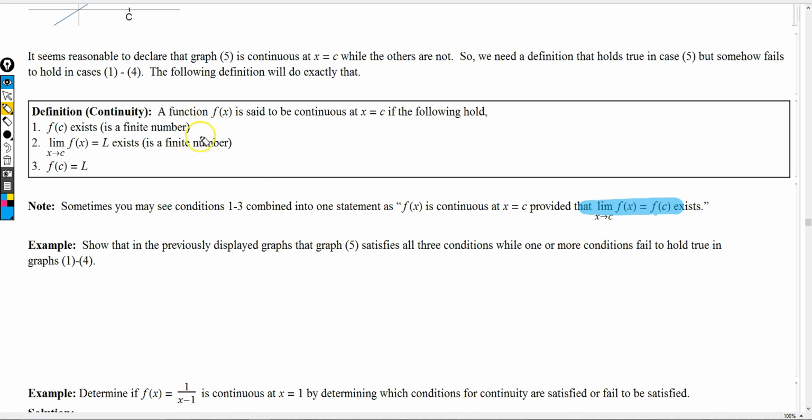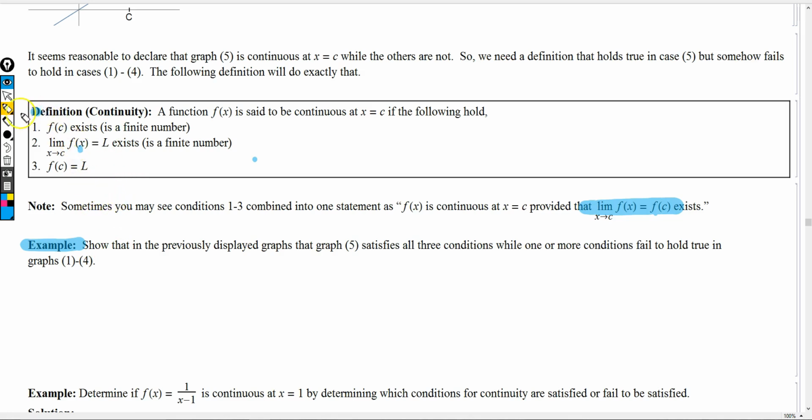So this is really combining all 3 statements into one. But it's nice to split the definition up into 3 separate parts like this as we're working through the examples. You'll see that it's nice to do that. And also when we talk about removable discontinuities, it's easier to have the definition broken up into 3 parts like this. All right, so let's take a look at a few examples now. We've already done this example, looking at the 5 previous graphs and determining which conditions are satisfied and which fail.